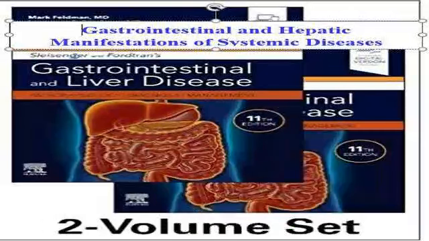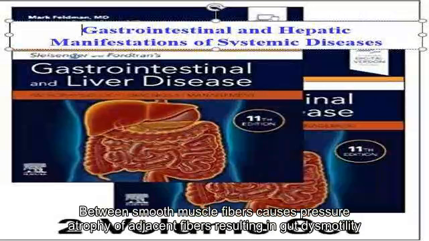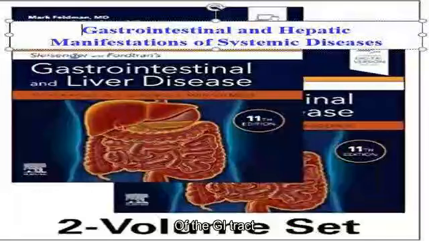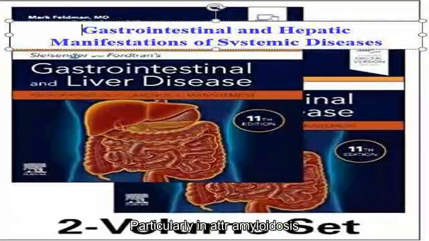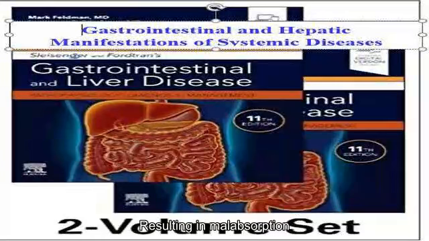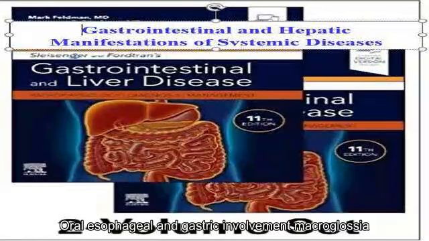Amyloid deposited between smooth muscle fibers causes pressure atrophy of adjacent fibers resulting in gut dysmotility. Amyloid deposited in the nerves of the GI tract can also cause dysmotility, particularly in ATTR amyloidosis. Mucosal architecture usually remains normal until massive deposits of amyloid destroy it, resulting in malabsorption. Oral, esophageal, and gastric involvement.